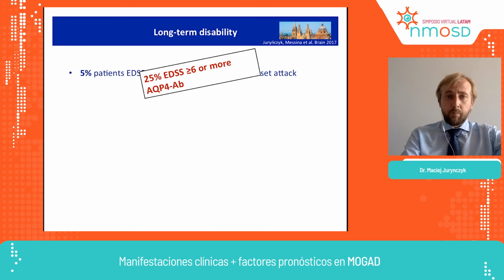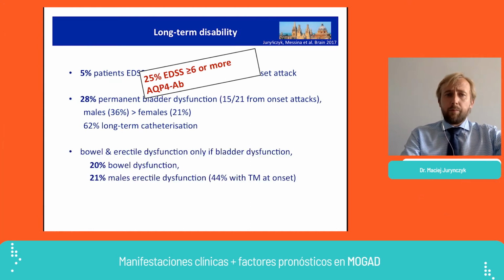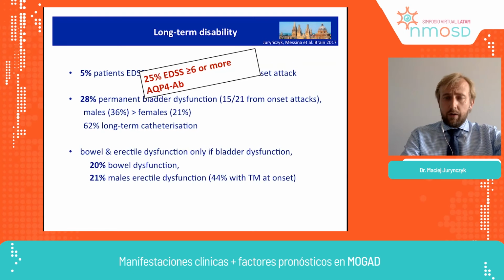Kind of out of proportion to motor disability, we encounter permanent bladder dysfunction in up to 30% of patients. And in 2/3 of patients, this is quite profound bladder dysfunction requiring long-term catheterization. Bowel and erectile dysfunction occur only in patients who also have bladder dysfunction. And in particular, as many as 44% of males with transverse myelitis at onset will have erectile dysfunction.